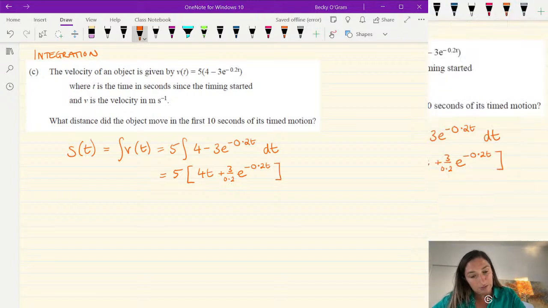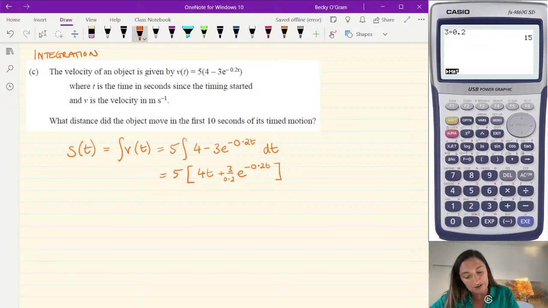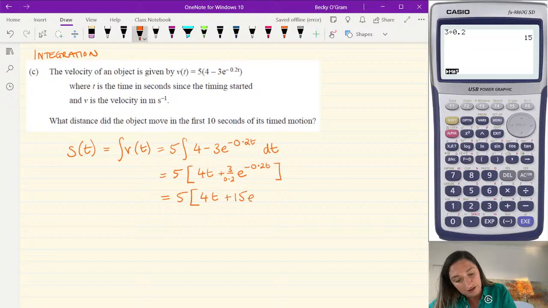Okay, so if I do... Oh, my calculator's gone a bit weird on me. Just 1 minute. Let's go back to here. If we do 3 divided by 0.2, that's 15. So I'm just going to simplify this a little bit. Where was I? Here we go. So 5 times the bracket of 4t plus 15 e to the minus 0.2t.